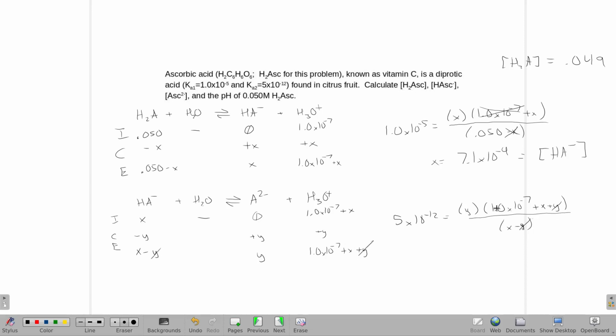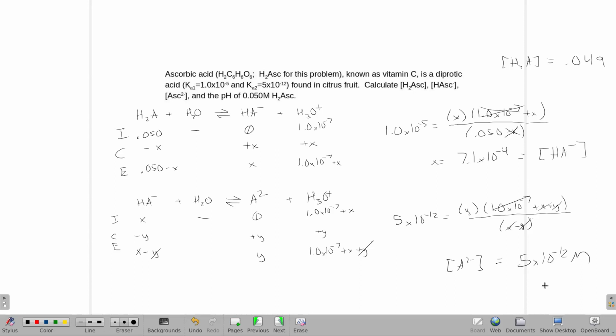And you know what? Remember how we ignored this before? Still am. So this is X and X. I'm ignoring everything. The A2 minus concentration is just the second K. It's a very, very, very small amount. But the only way to solve these the right way is to spend a lot of time with your calculator. We always do assumption when we have diprotics.